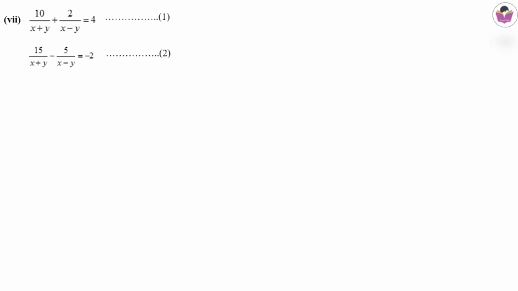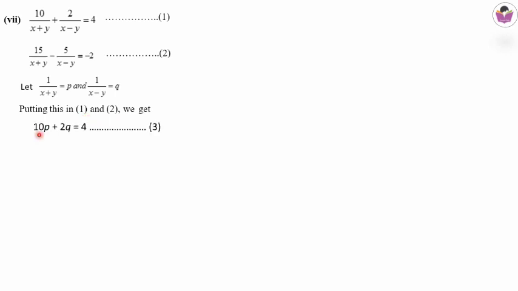When you check these two equations clearly, the denominators are x plus y and x minus y in both. So we go for the assumptions like 1 by x plus y is equal to p and 1 by x minus y is equal to q. Substitute it in equation number 1 and 2.